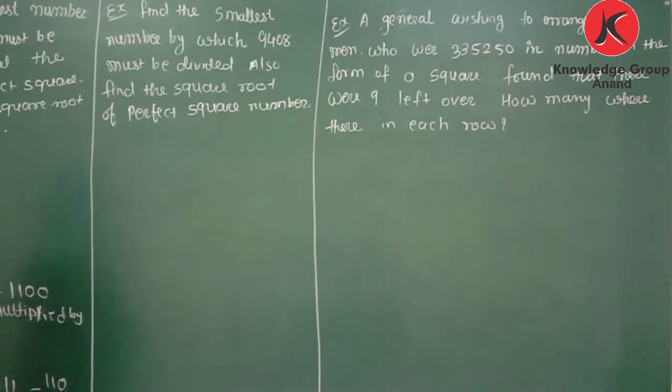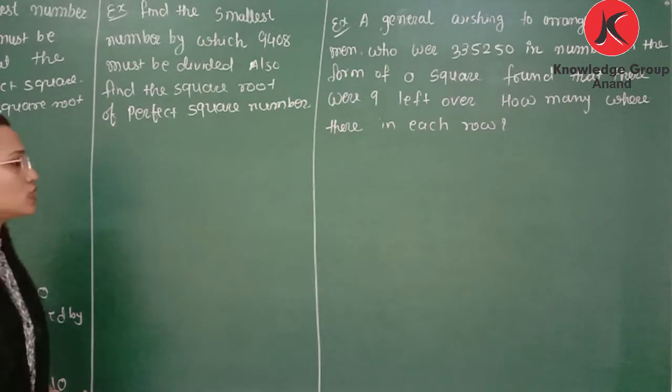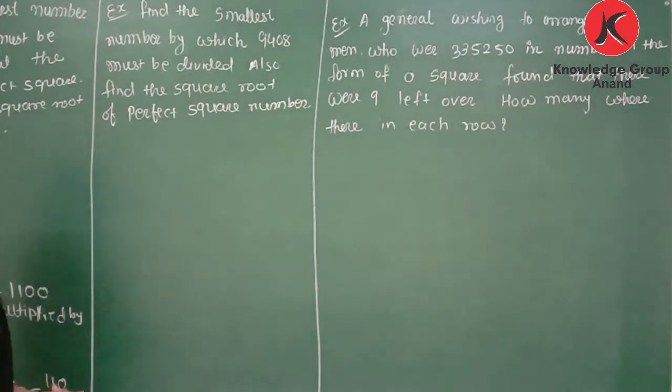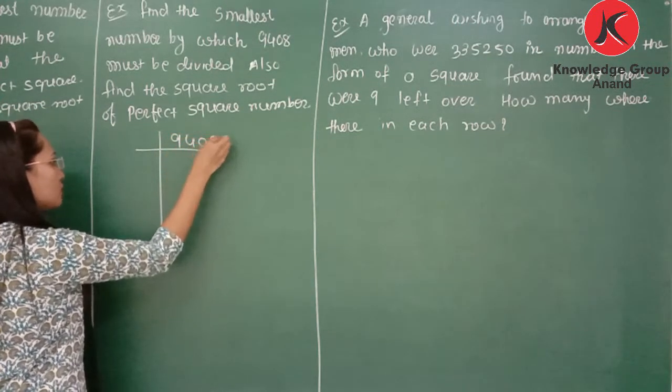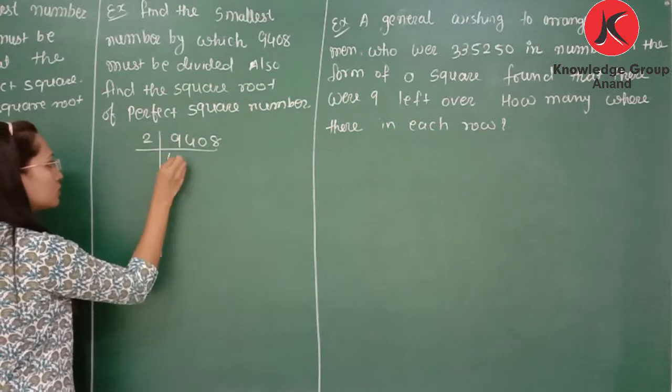Now next, find the smallest number by which 9,408 must be divided. Also find the square root of the perfect square number. First of all, we need to find which number we should divide. So find the prime factors of 9,408. So we will start with 2.